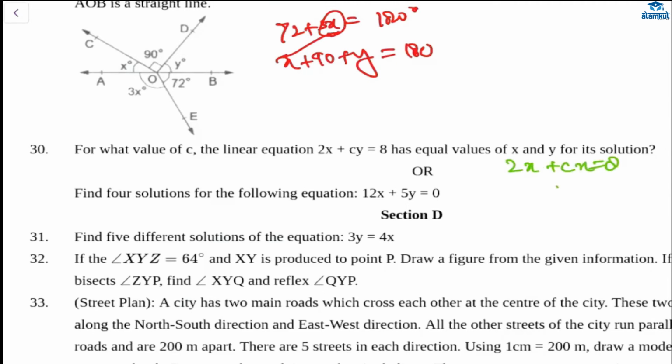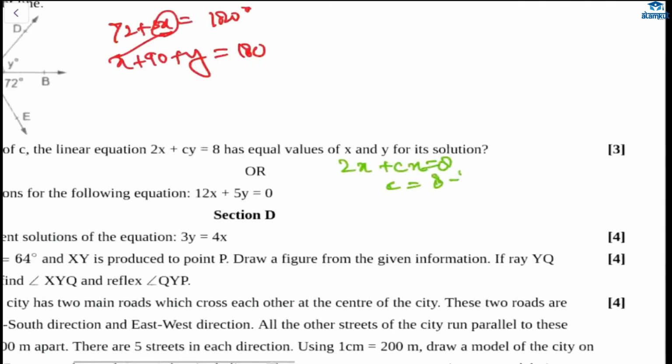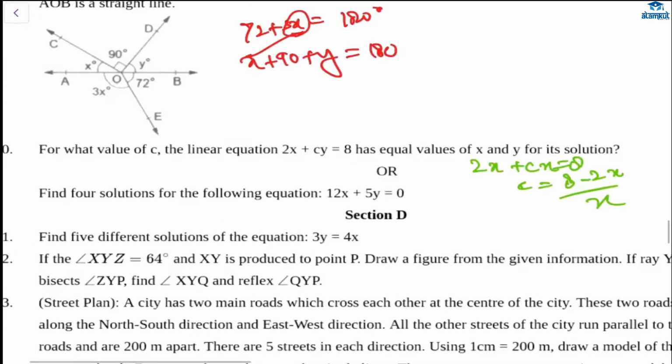So c value will be equal to 8 minus 2x by x. Okay, understood? And in our part, find 4 solutions for the given equation. That is easy. You are going to make y the dependent variable and then find out the 4 values of x. So y is equal to minus 12x upon 5.